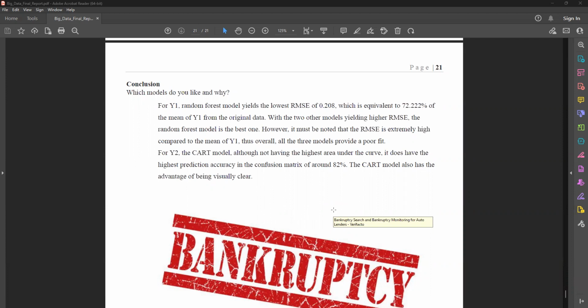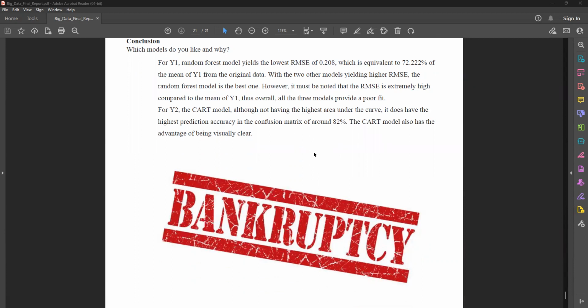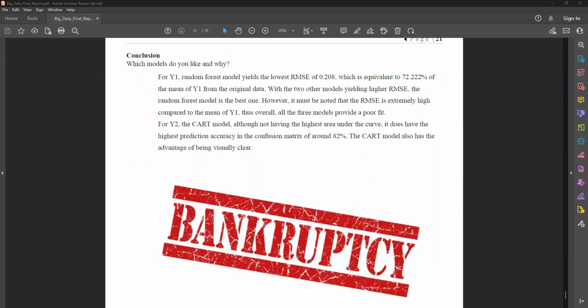For the Y2 outcome, the CART model, although not having the highest area under the curve, does have the highest prediction accuracy in the confusion matrix, at around 82%. The CART model also has the advantage of being visually clear. So that will be all for our presentation.